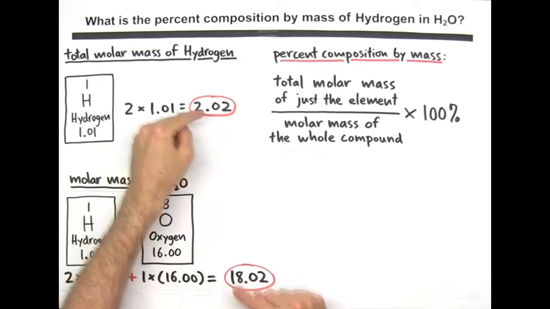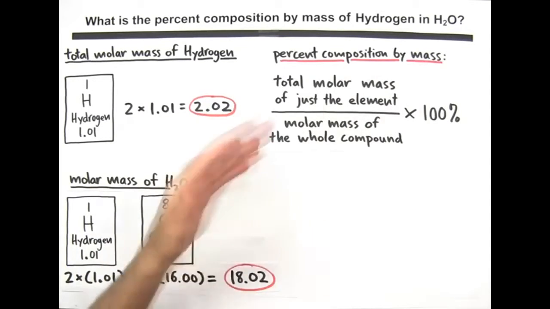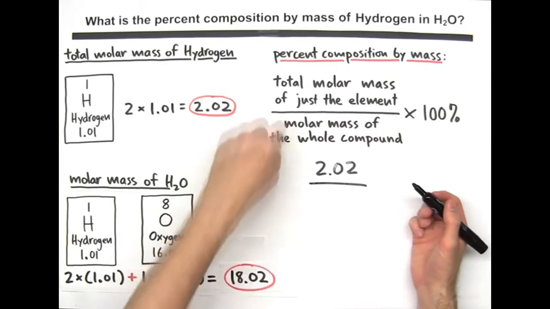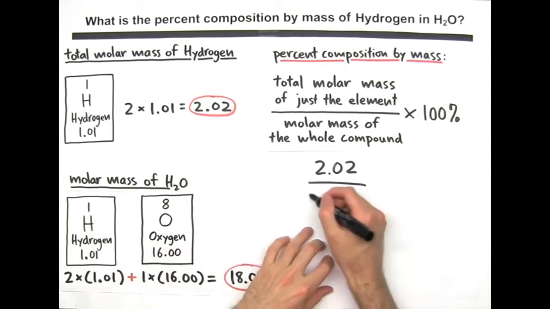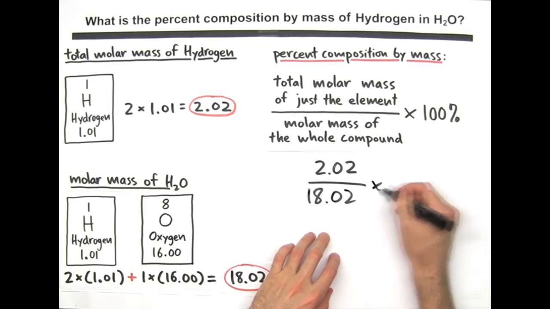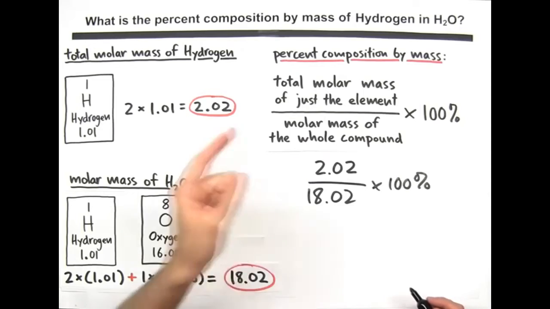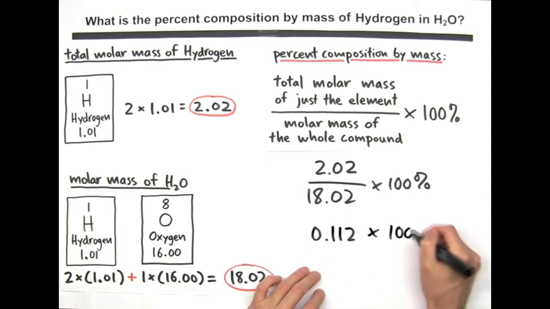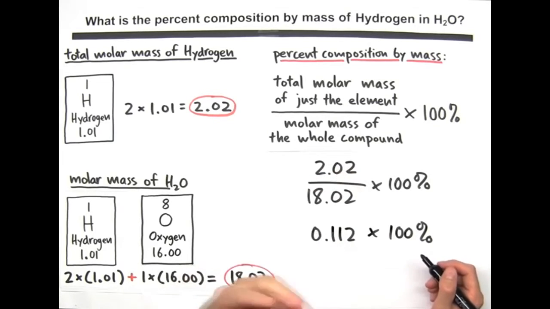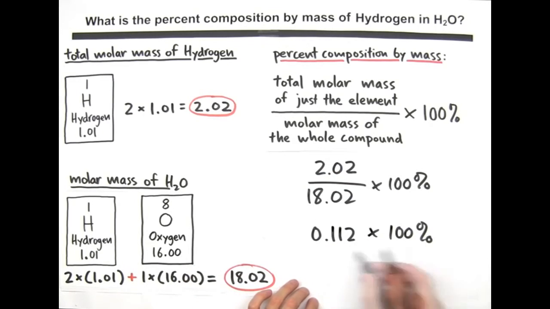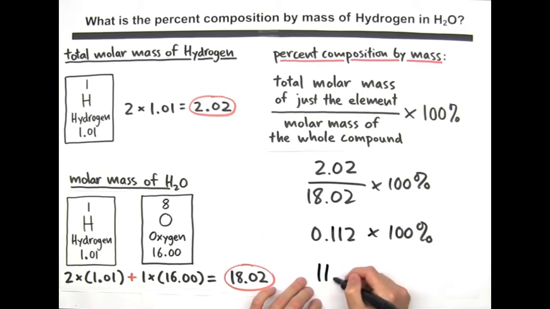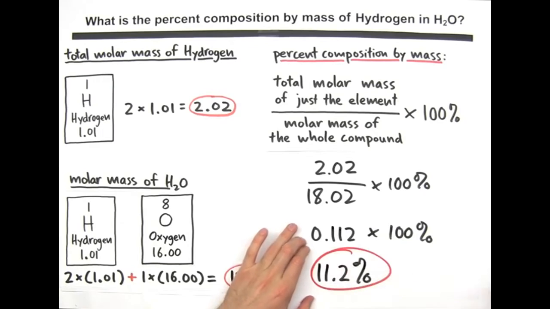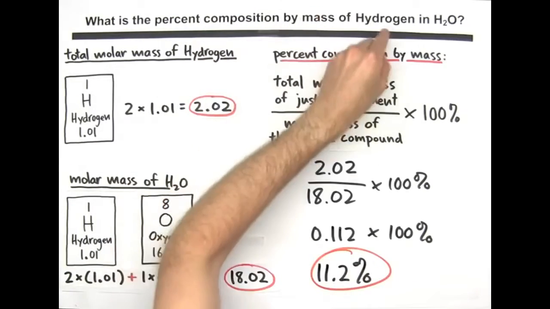So now we can take these values and plug them into the equation. On the top, the total molar mass of just the hydrogen is going to be 2.02. And on the bottom, the molar mass of the whole compound, of the hydrogen and oxygen added together, of the water, is going to be 18.02, times 100%. I'll do this in 2 steps. The first step, just doing this division here, is going to give me 0.112 times 100%. I'm rounding this to 3 significant figures because of this number up here. And now when I take this and multiply by 100%, it will move the decimal 2 spots to the right, so I'll get 11.2, and we'll also turn this into a percentage. So 11.2% is the percent composition by mass of hydrogen in H2O.